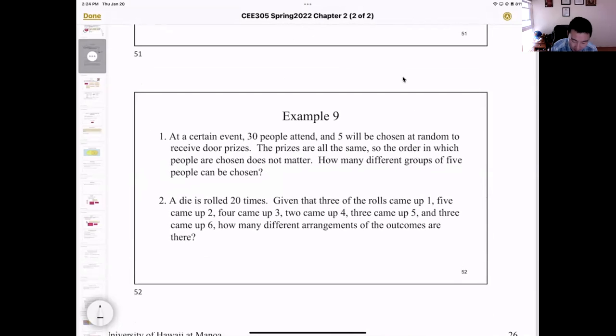In this example, in a certain event, we have 30 people and 5 will be chosen. Also, the question tells us nicely, the order does not matter. So combination then. So we choose 5 from 30. So that will be equal to factorial of 30 over factorial of 30 minus 5 times factorial of 5. So you can calculate how many ways.